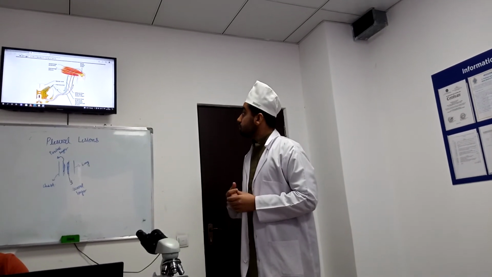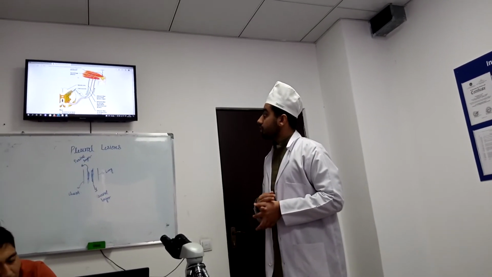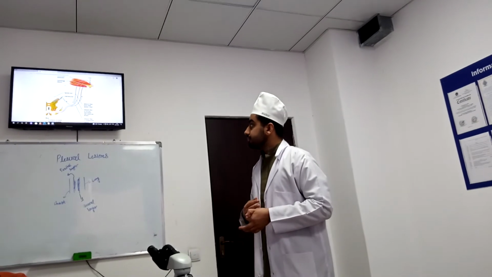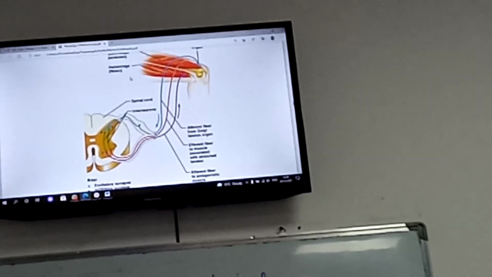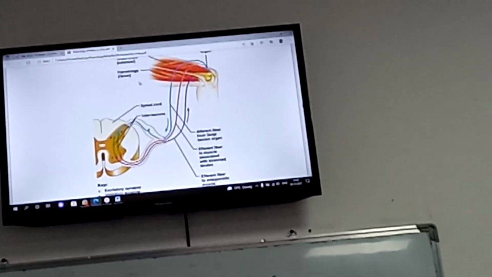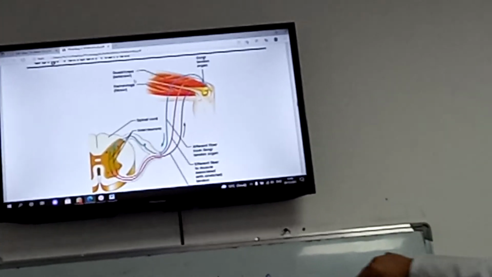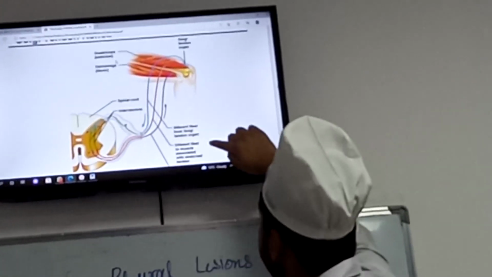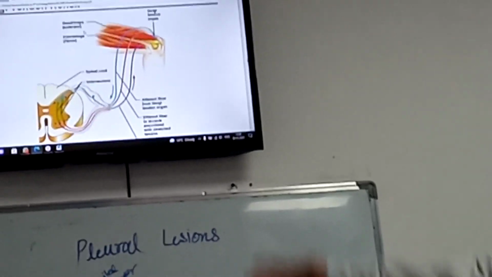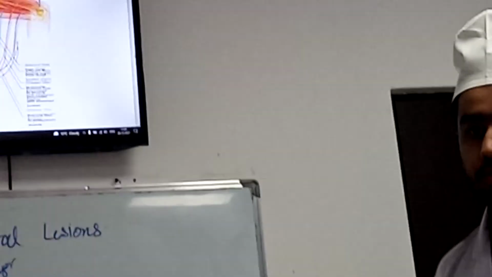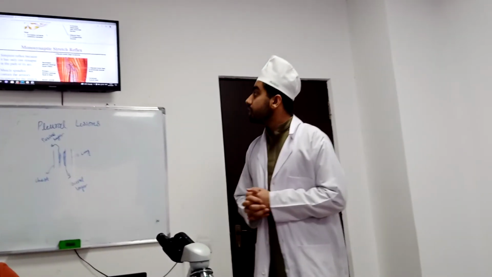So here is the diagram. It can show all the process of the Golgi tendon reflex. There is the afferent fiber from the Golgi tendon organ, and here is the efferent fiber to the muscle associated with the stretched tendon, and there is a spinal cord and interneurons which communicate. Then a monosynaptic stretch reflex.